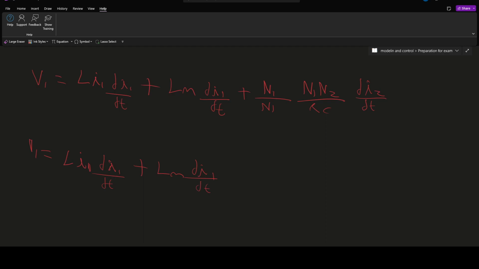And now if we look at this, this one times this one, we have N1 squared over RC, and we know that N1 squared over RC is Lm. So here we will have Lm, so I'm just going to write it one time so you can see it, over RC, this one times this one over this one, and we're going to have the other term, which is N2 over N1, and we have di2/dt.